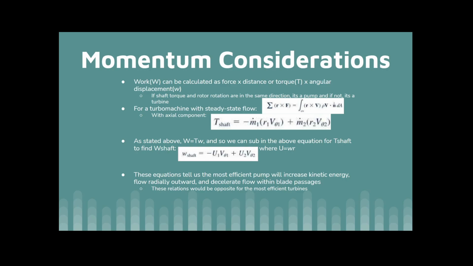Now, looking at these equations, they tell us that the most efficient pump will increase kinetic energy, flow radially outward, and decrease flow within blade passages. Now, these relations would be flipped for the most efficient turbines, where kinetic energy would be decreased, flow would be radially inward, and flow within the blades would accelerate.